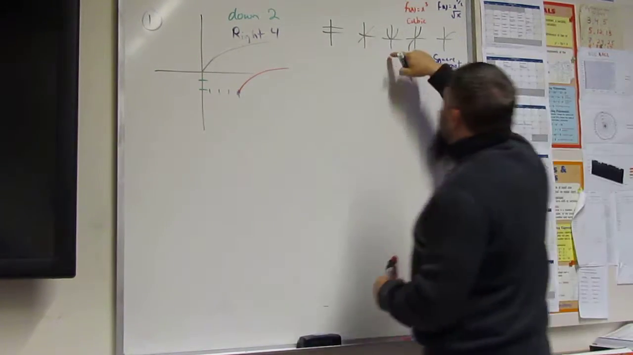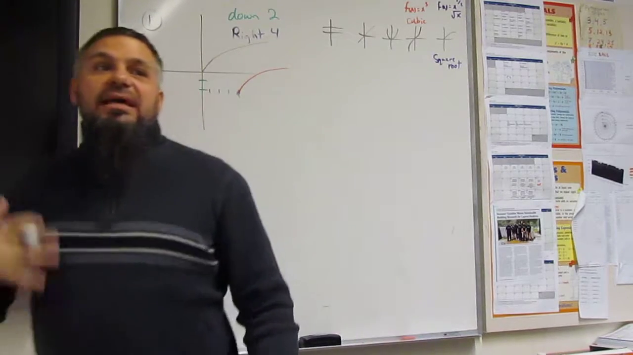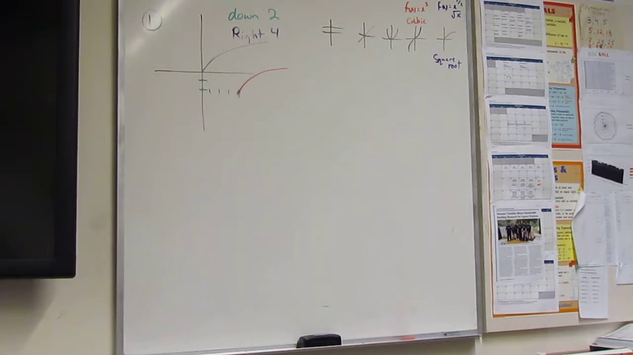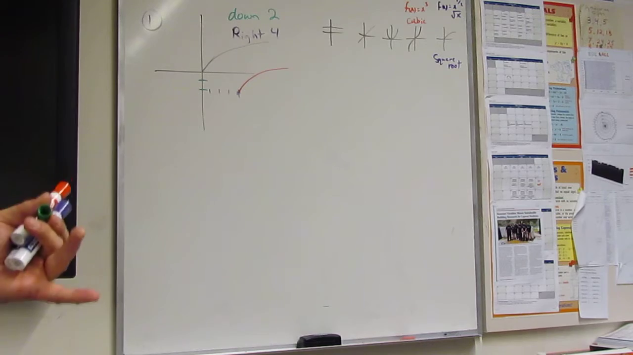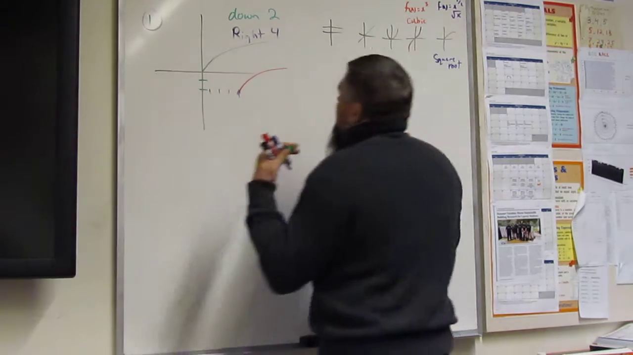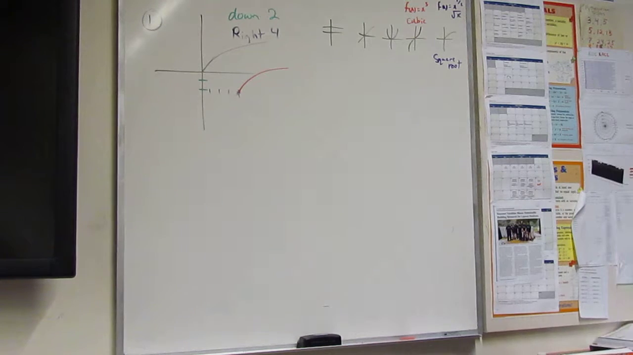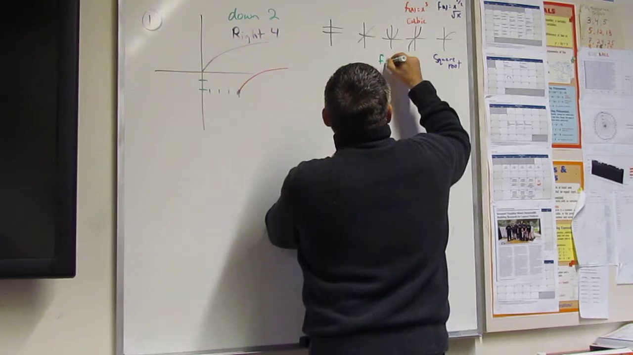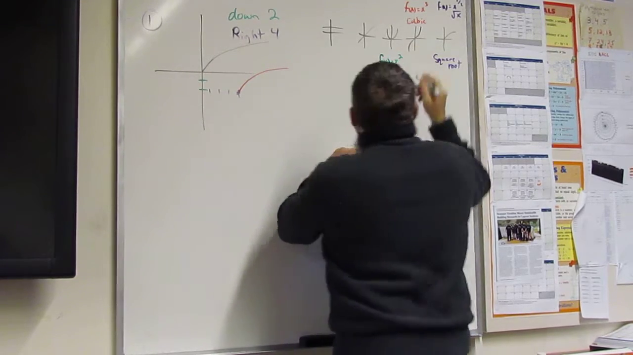What's this guy? Quadratic. That's what we've been working on, right? This whole second chapter was all quadratics, right? What is a quadratic? What's the parent function of a quadratic? F of x equals what? X to the power 2, squared. Exactly. F of x equals x to the 2.